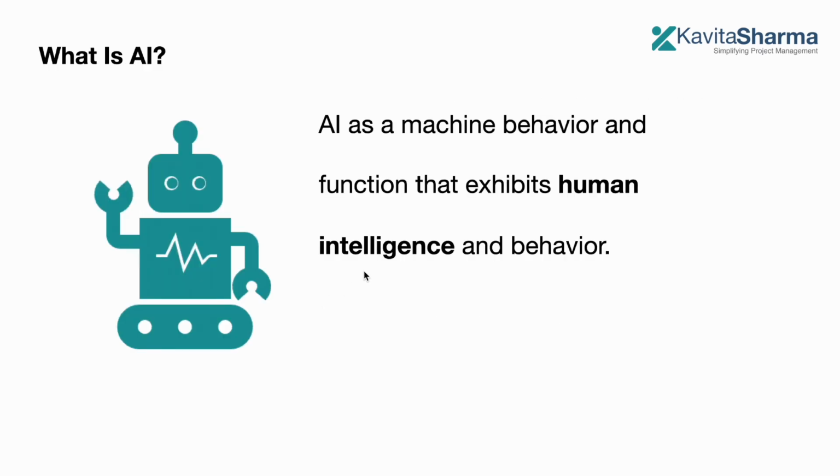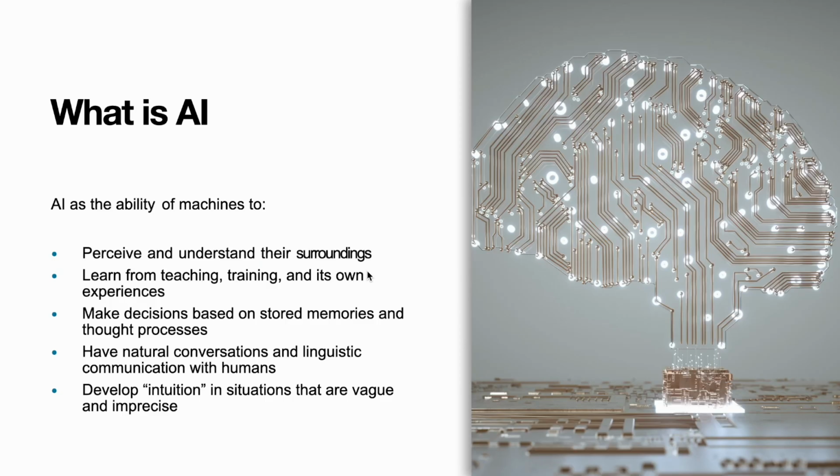So what is AI? AI is a machine behavior. It's a machine that can exhibit human intelligence and behavior. Very, very simple. If a machine can behave like a human being, that is artificial intelligence. So the machine should be able to perceive and understand the surroundings.